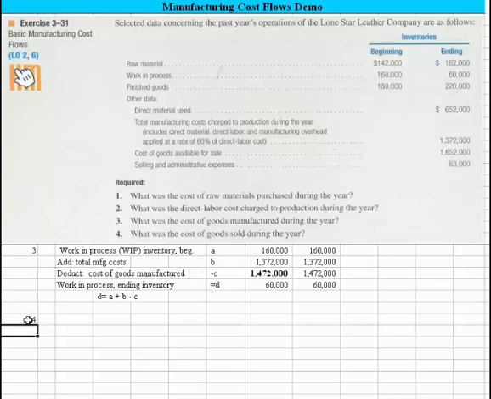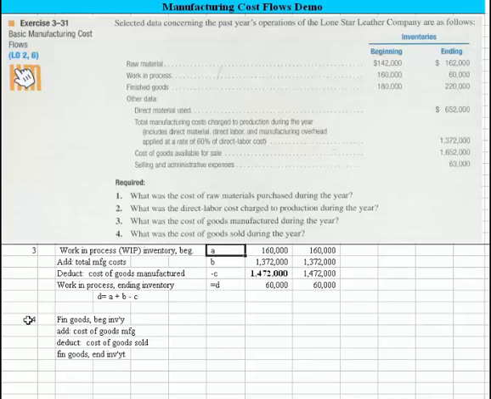Okay, now let's answer the fourth one. What was the cost of goods sold during the year? Well, cost of goods sold is much the same approach. This time we're talking about finished goods. What was in beginning inventory? I'm going to abbreviate a little bit here. We're going to add cost of goods manufactured. Then we would deduct the cost of goods sold, which is the next step, if you will. After we've manufactured it, we sell it. And that would derive the finished goods in ending inventory.